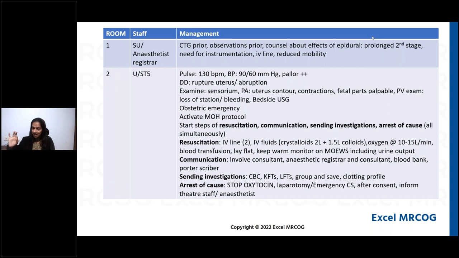So under resuscitation, what you would do, you would start by saying airway, breathing, circulation, which you have already done in examination. Pass two wide bore IV cannulae, very important, IV fluids, crystalloids followed by colloids, oxygen at 10 to 15 liters per minute, blood transfusion, that is, if you have activated the MOH protocol, then packed red cells with FFPs with platelets would come.